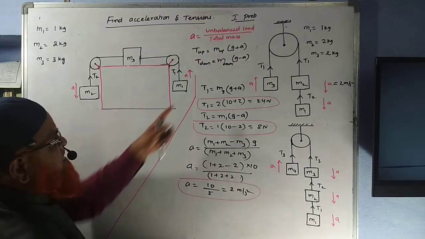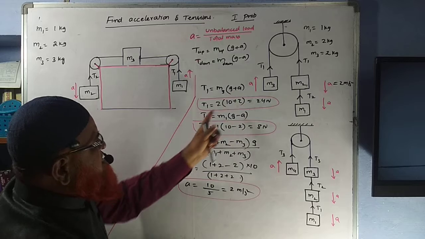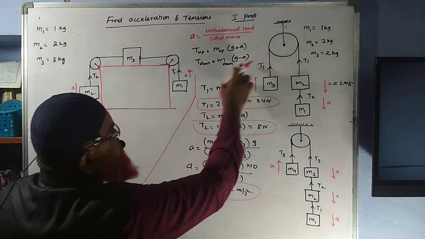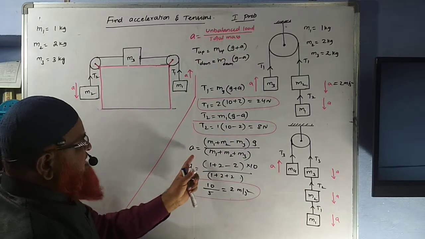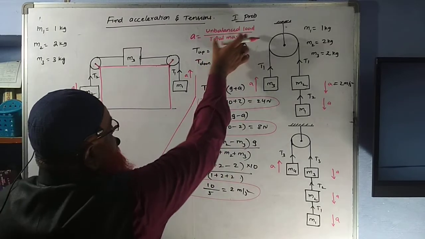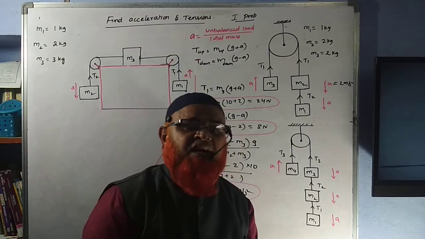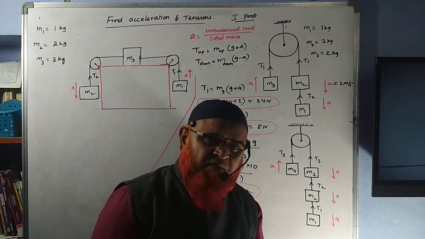What are the 3 steps? First step is m into g plus a. Second step is m into g minus a. Third step is acceleration is equal to unbalanced load by total mass. Load means you have to consider mass into gravity here. That is weight. Load is nothing but weight here.